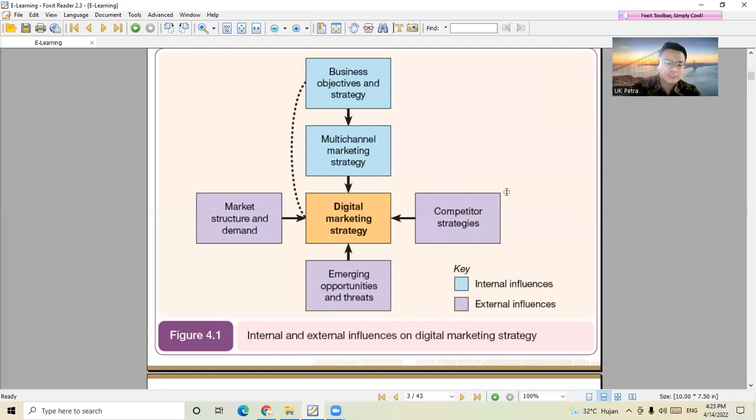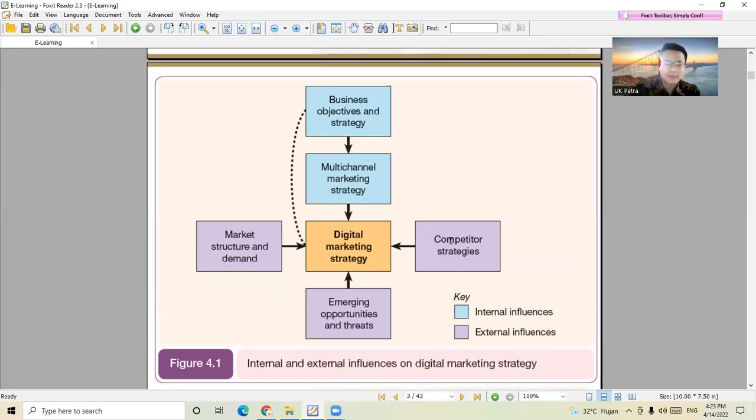All right, back to this picture. On figure 4.1, we can see that there are several strategies here. On the top, there are business objectives and strategy, which means this strategy is basically a company strategy. So we can say it is the vision, the missions, as well as the objectives of the company. And based on this strategy, the multi-channel marketing strategy is derived. So the multi-channel marketing strategy is derived from the business objective strategy.